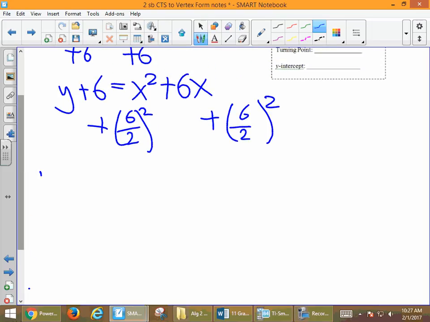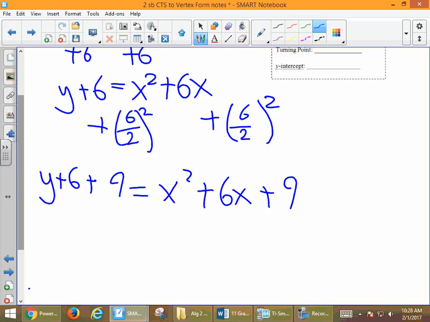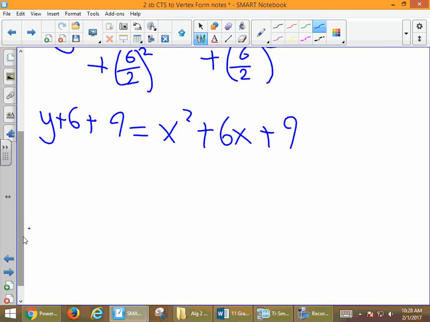And so we have y plus 6 plus, what is 6 over 2 going to give us? 3. And then what's 3 squared? 9. So we're going to add 9 to both sides. So we have y plus 6 plus 9 equals x squared plus 6x plus 9. And what is 6 plus 9? 15. So we have y plus 15, and this is going to equal our right side.